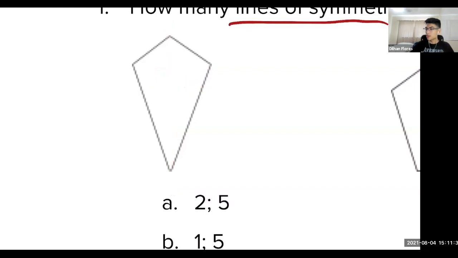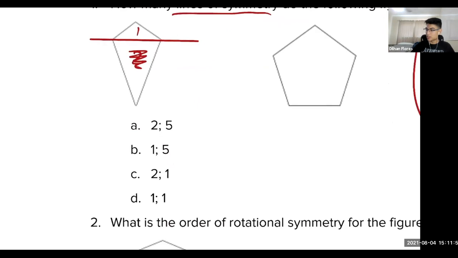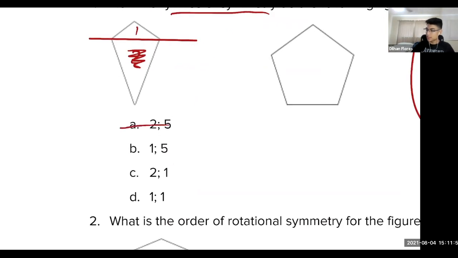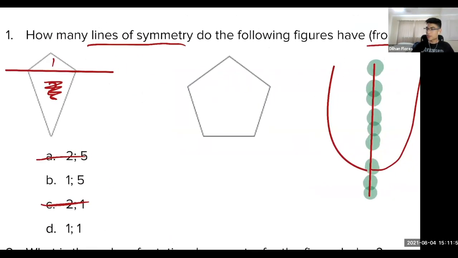Some of you may think, oh, we might be able to cut it this way, but those halves aren't equal. You might want to cut it this way, but these halves aren't equal, okay? So although this line might look like it fits, the two sides have to be exactly the same. So this shape has one line of symmetry. So that eliminates those two answer choices. What about this shape?